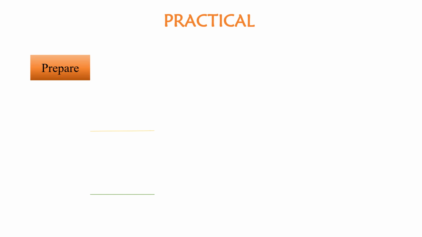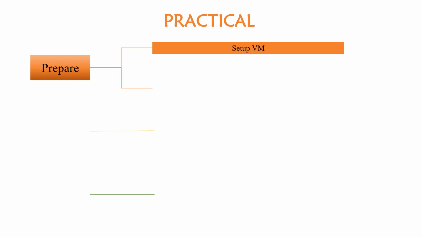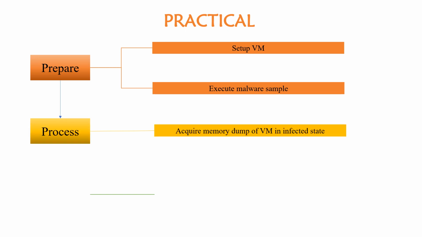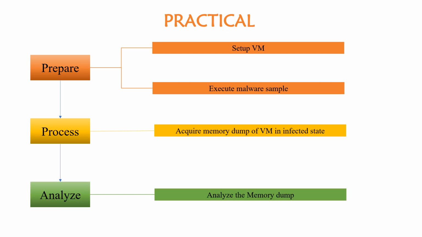So in our next video, we will see a practical demonstration of how memory analysis is performed. We will require three steps to be performed during the practical demonstration. The first one is prepare, which means to set up the virtual machine, then to execute the malware sample. The next step will be process. In that, we will take the memory dump of the virtual machine in the infected state, that is, after execution of that malware sample. And our last step will be analyze. In this, we will analyze the memory dump using the Volatility Framework.